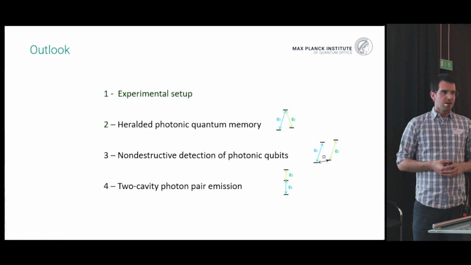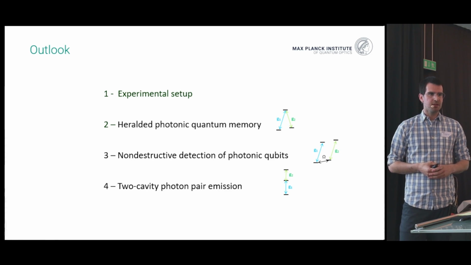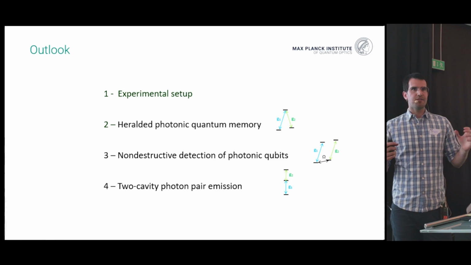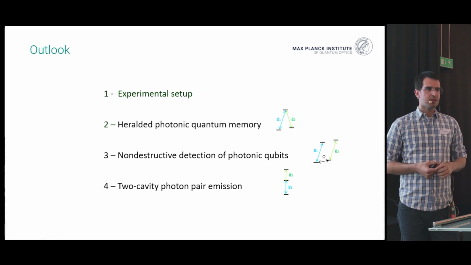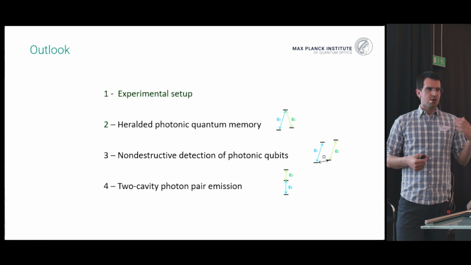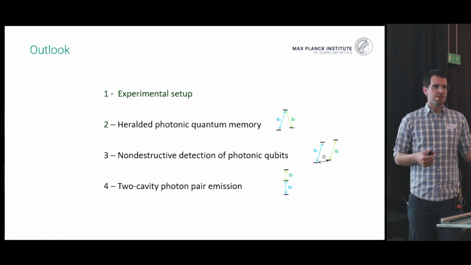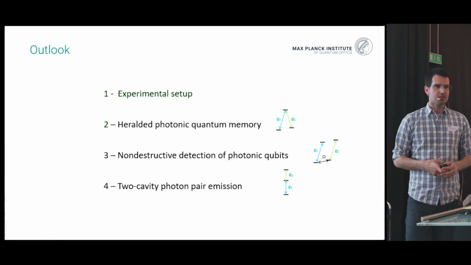I will initially tell a few more details about the experimental setup, and then I will talk about three different schemes that we implemented: one being a heralded photonic quantum memory for polarization qubits, then a nondestructive detector for photonic qubits, and finally a scheme in which we generate photon pairs emitted into these two cavities.